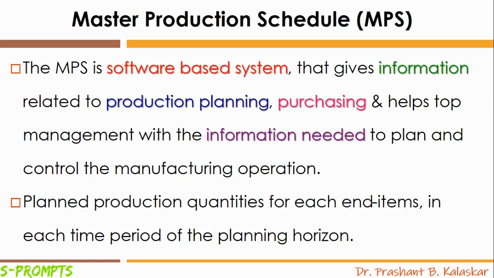The master production schedule is a software program that gives information related to planned production quantities and purchasing of required materials matching each day's planned production quantities. It helps top management with the information needed to plan and control the manufacturing operations so as to match supply with the forecasted demand in the market. The production quantities of each product, that is the end items, are planned day-wise in each time period of the planning horizon. We can understand this from the following MPS chart.